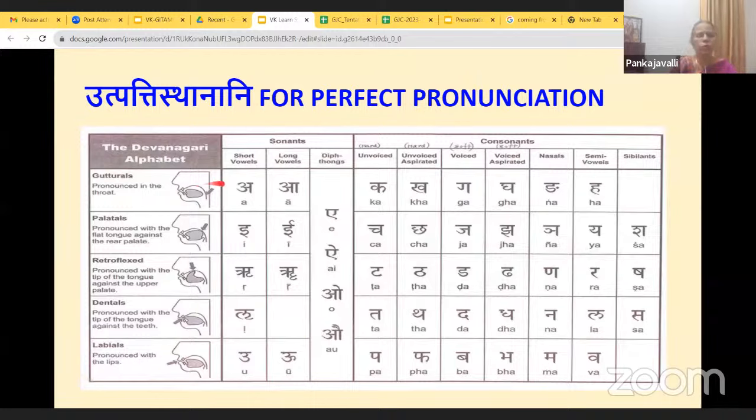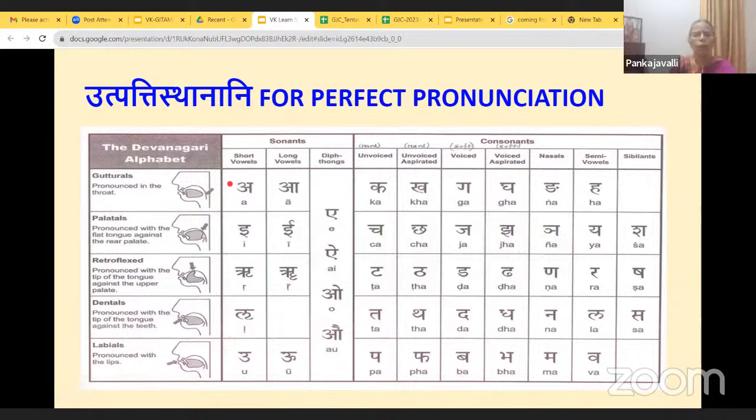See here. When you see A, they are Kantaha. You see I, they are Talu. When you see R, they are in the Murdha, over the hard palate. And Lu also comes to Danta. Just touch the back of your teeth and front teeth and pronounce. And U is an Oshta. Without lip, you cannot say U. Unless you bring them together, you cannot say U.